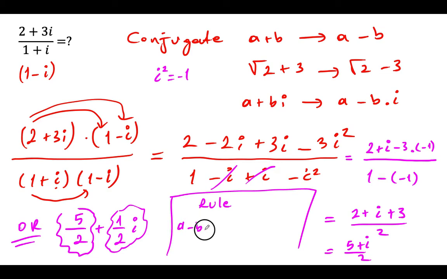a minus bi times a plus bi is always a squared plus b squared. So in my question, a plus bi and a minus bi, a squared plus b squared. But don't forget, b is what we have in front of the i. Here a is 1, and b is also 1. So it will be 1 squared plus 1 squared, which is 1 plus 1, which is 2, as you've seen here in the denominator.